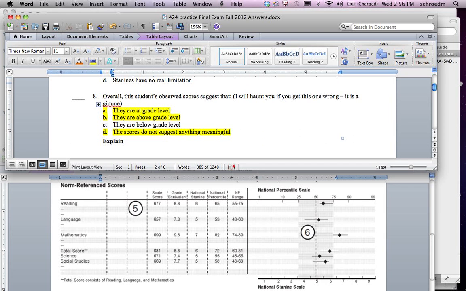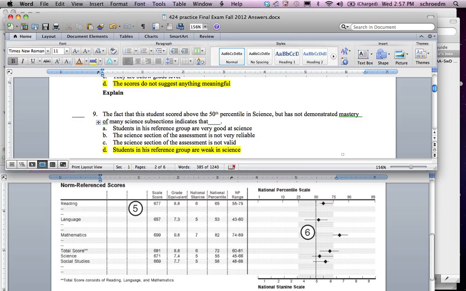Number 8, we talked about this in class. The students' observed scores suggest that you could say they're above grade level, you could say they're at grade level. Again, we talked about how this darkened band here really represents what's typically considered as grade level. So you could argue that they're at grade level because all their dots and their total score are above grade level. You could say that they're above grade level, or you could even say that these scores don't really suggest anything super meaningful. The only thing I wouldn't give you credit for in this case is that they are below grade level. Hard to make that case in any real way.